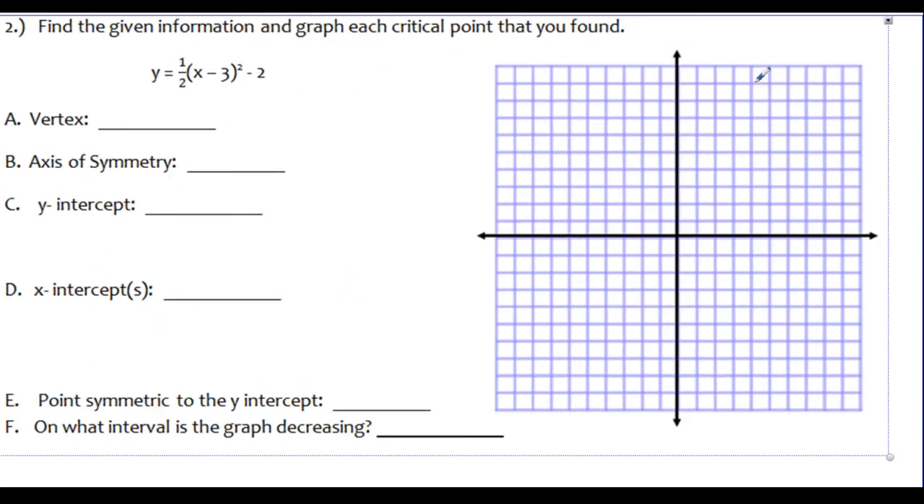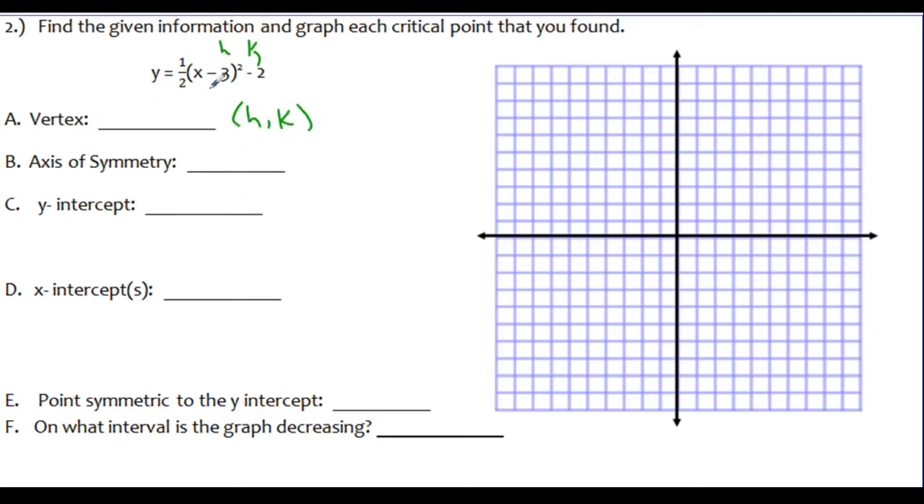Your second problem is asking you to do the exact same thing. We need to find all the critical points. It's just that our problem now is in vertex form instead of standard form. The nice thing is, when they ask me to calculate the vertex and the axis of symmetry, there's no more negative b over 2a, because I can say this is an h value, this is a k value, and the vertex is always (h, k).